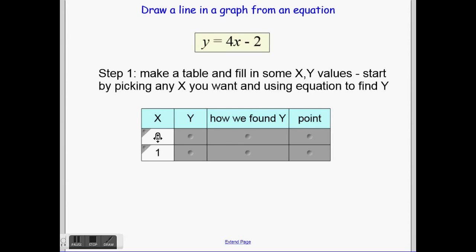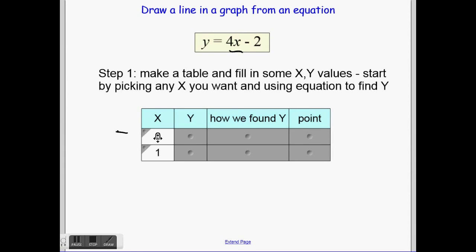Mind you, you don't want to pick 874 because that might not fit on your graph. But you can pick any values that you want. So if here I have x is equal to 0, I just plug it into my equation for y. If x is 0 here, 4 times 0 is 0, minus 2 is negative 2. So my y value is minus 2.